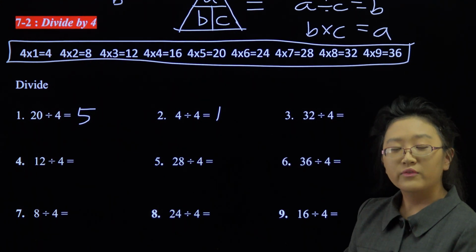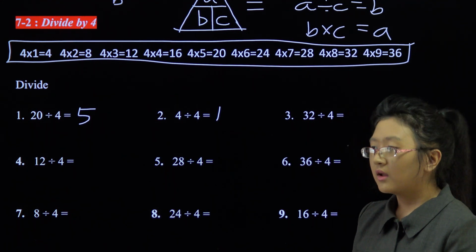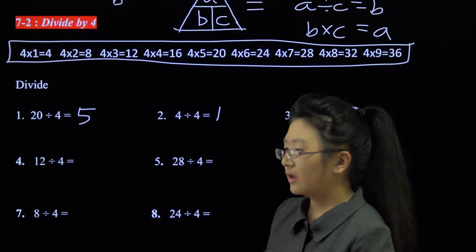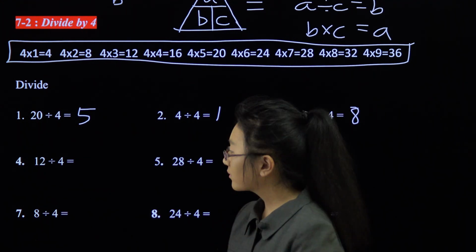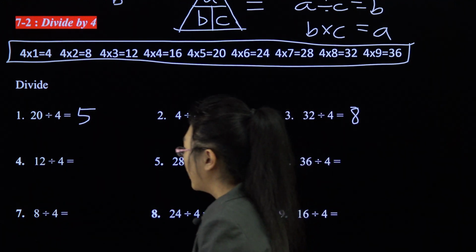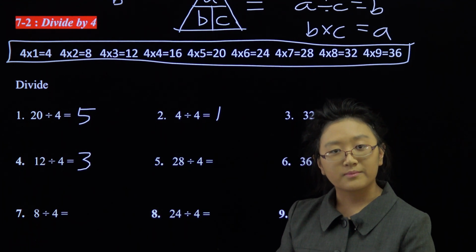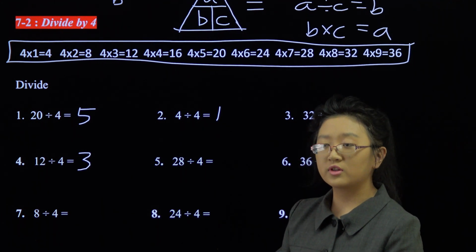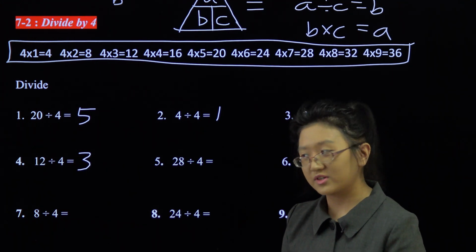32 divided by 4. 4 times what equals 32? 4 times 8 equals 32. 32 divided by 4 equals 8. 12 divided by 4. 4 times what equals 12? 4 times 3 equals 12. 12 divided by 4 equals 3. 28 divided by 4. 28 equals 4 times what? 28 equals 4 times 7. Therefore, 28 divided by 4 equals 7.